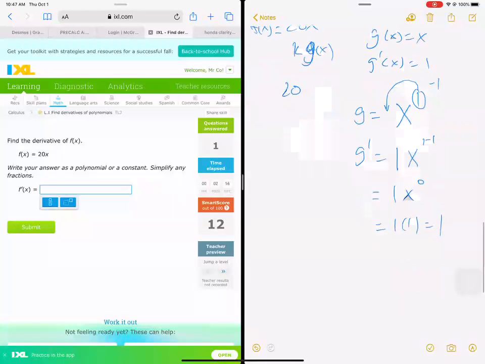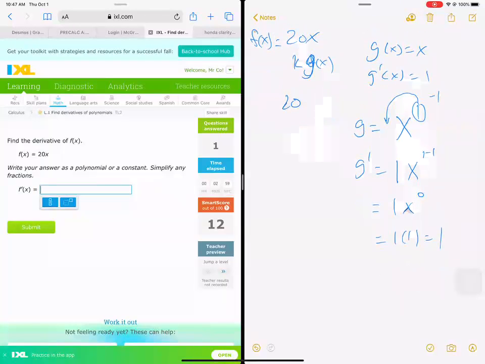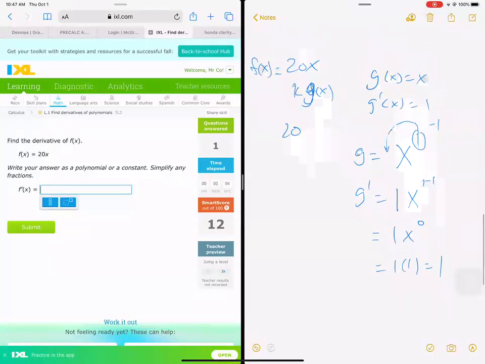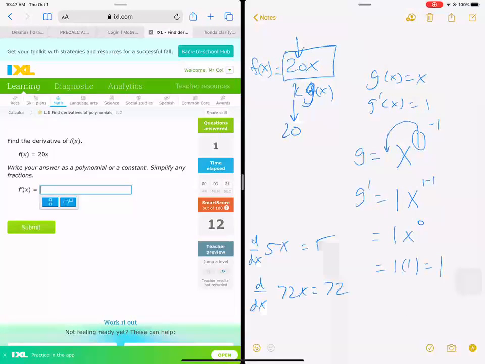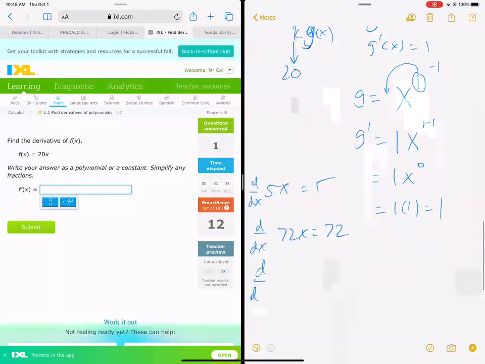So whenever you see a number and the variable x, it's just going to be the number because the x always goes to 1. And just as another look, if this is the equation of a line, isn't 20 the slope? Isn't 20 the change? So if I wrote 5x, the derivative of 5x is 5. The derivative of 72x is 72. The derivative of, let's say, pi x plus 4, is pi.